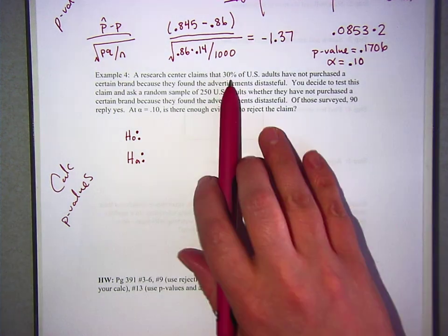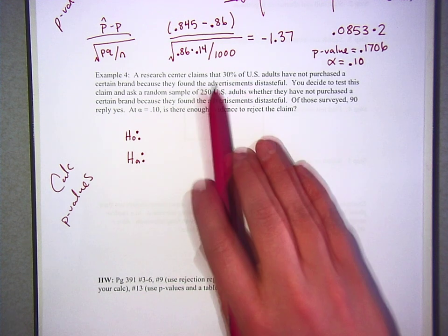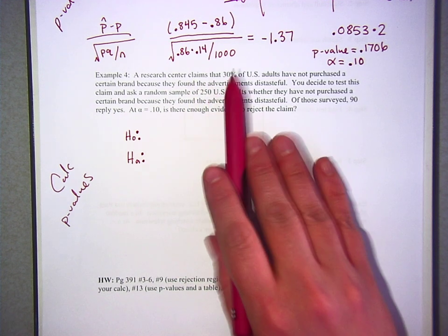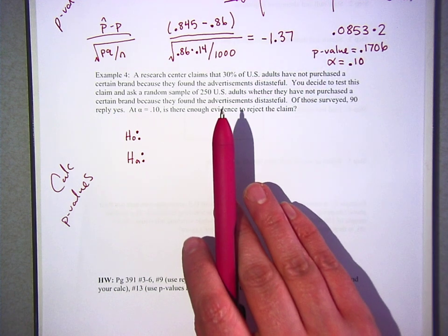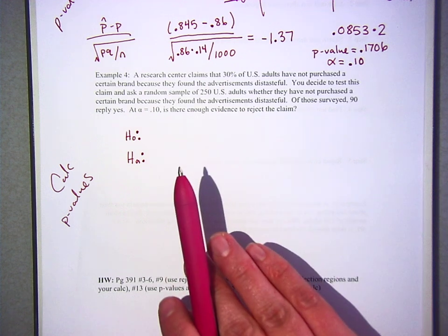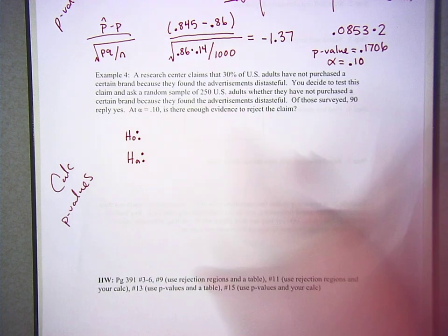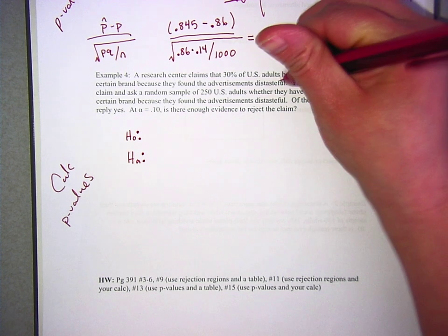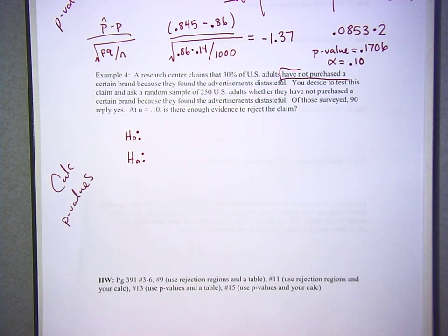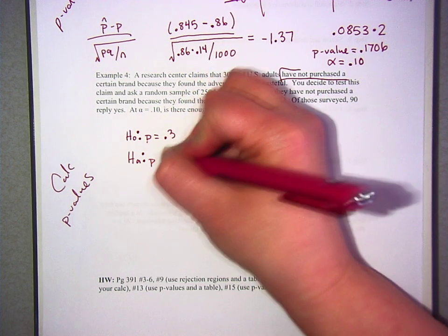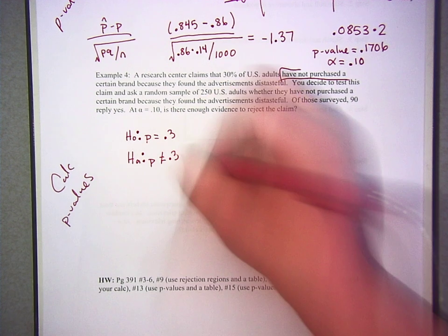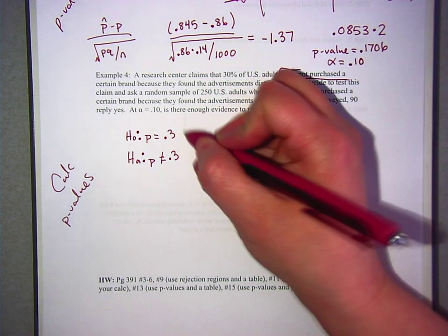Also, 30% seems large. Okay, but here's the hard part. It says a research center claims that 30% have not purchased. Does that mean it's not equal to 30%? Or it is equal to 30%? They're claiming that it's equal to 30%. This have not purchased, that's just the description of what this is about. It has nothing to do with the 30%. They're saying 30% of people haven't done this thing, right? So I'd write p is equal to 0.3, and p is not equal to 0.3. And their claim is this one.